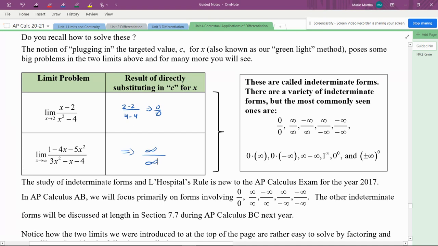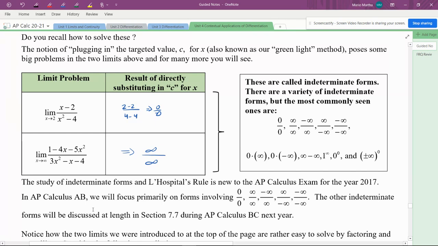So again, these are called the indeterminate forms. There are a variety of indeterminate forms, but the most commonly seen ones are here. So it's 0 over 0, infinity over positive infinity, or infinity over negative infinity, or just negative infinity over negative infinity. You might also see different forms of the indeterminate forms. For example, 0 times infinity, 0 times negative infinity, infinity minus infinity, 1 raised to the infinity, 0 raised to the 0, and plus or minus infinity raised to the 0, right? You can't just say it's 1, because again, infinity is not a number.